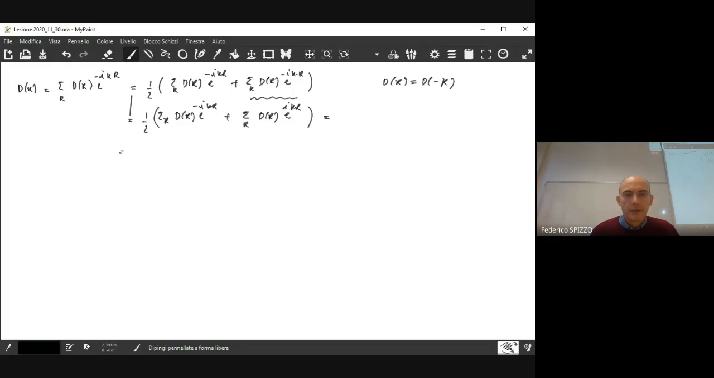Due to that, I may join these two sums just like 1/2 summation over R of D of R that multiplies e to the minus i k r plus e to the i k r. And you may recognize here something that resembles the definition of a cosine, because if I take this factor 2 within the parentheses, I have a cosine of kr. So this is equal to summation over R of D of R cosine of kr.